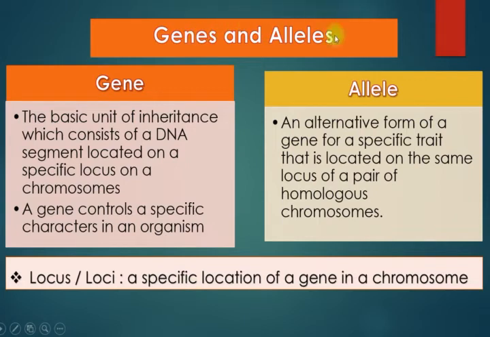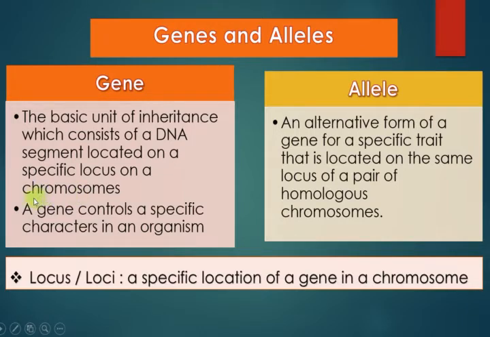So genes and alleles. What is a gene? What is an allele? Gene: the basic unit of inheritance, which consists of a DNA segment located on a specific locus on a chromosome. That is the gene. It is the basic unit of inheritance that consists of a DNA segment. So a gene actually is a DNA segment located on a specific locus on the chromosome.